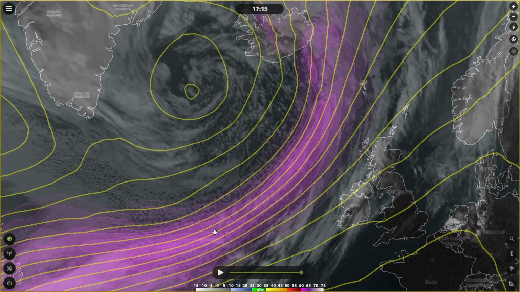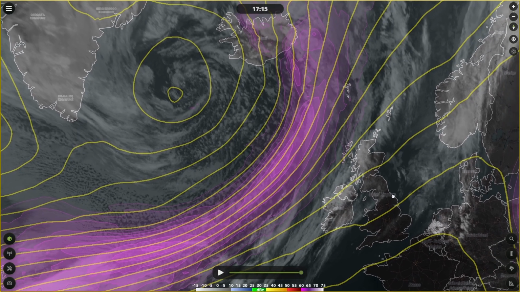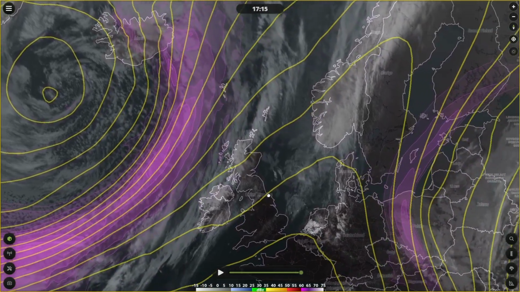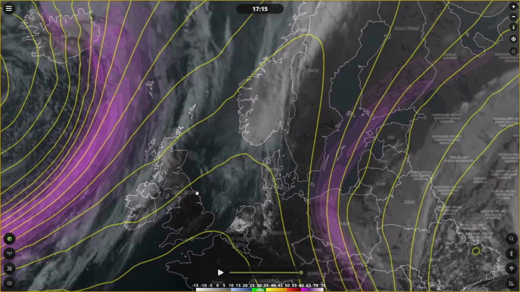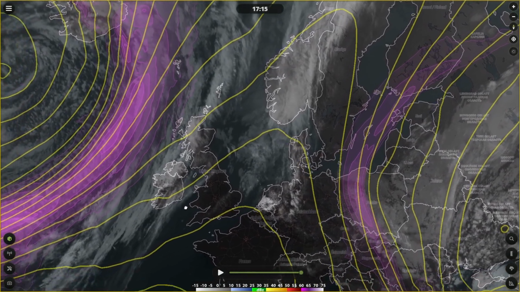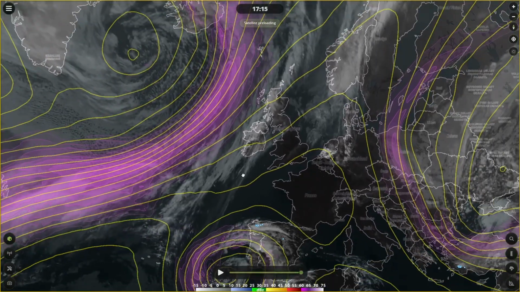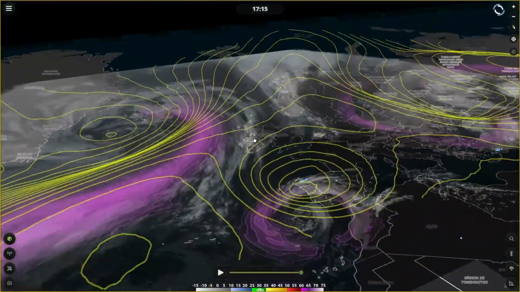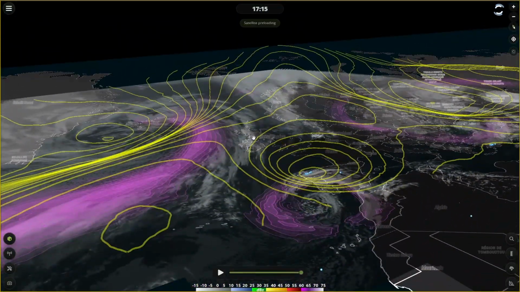A trough is not really just a U shape in the 500 millibar height field. A ridge is not only just an inverted U shape in a 500 millibar height field. In 3D, however, they begin to look much more like valleys and hills in the atmosphere itself.